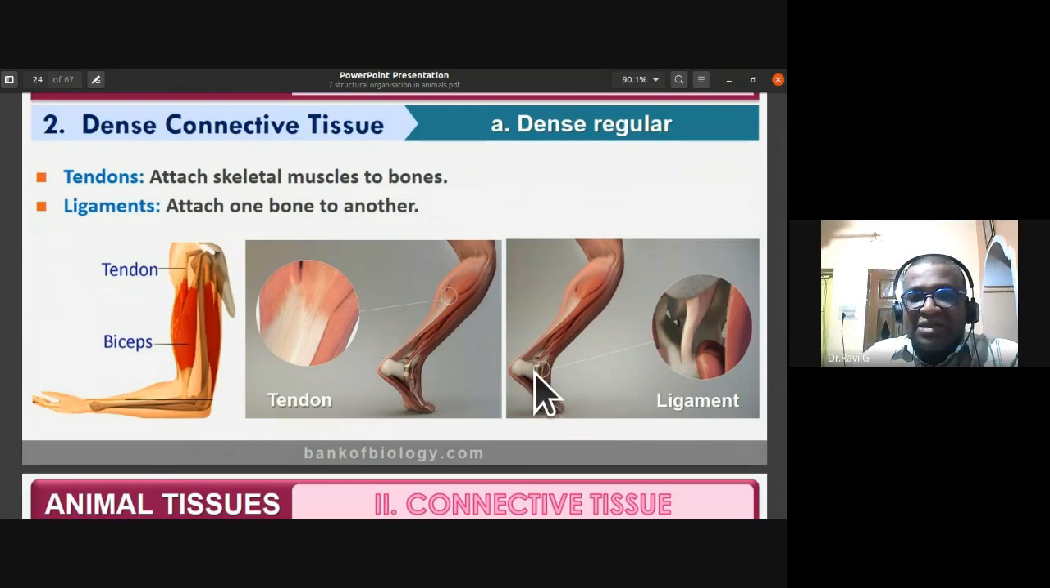So ligaments, see, in this region you can notice the ligaments are attached one bone to another bone. So the elastic fibers are attaching one bone to another bone. So this type of dense regular tissue we call ligaments, where bone to bone attachment is done by these ligaments. Ligaments consist of elastic fibers.